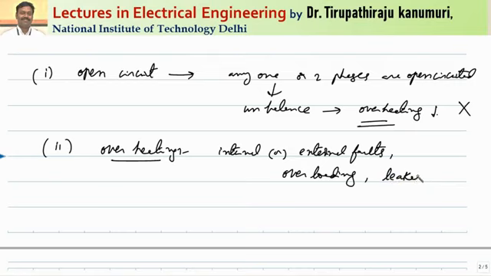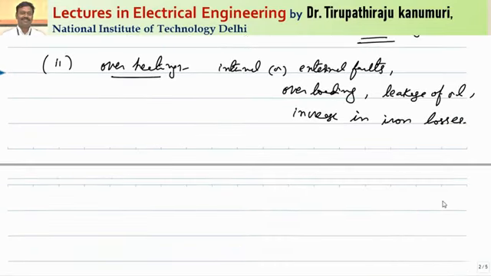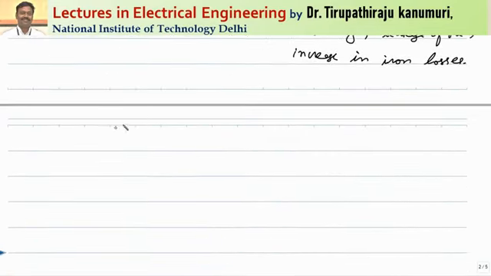This can happen due to leakage of oil. So leakage of the oil also creates this problem. And the next problem can be an increase in iron losses. This can be due to an increase in the voltage. So this creates overheating of your system. And the next type of fault that can happen is the short circuit fault.